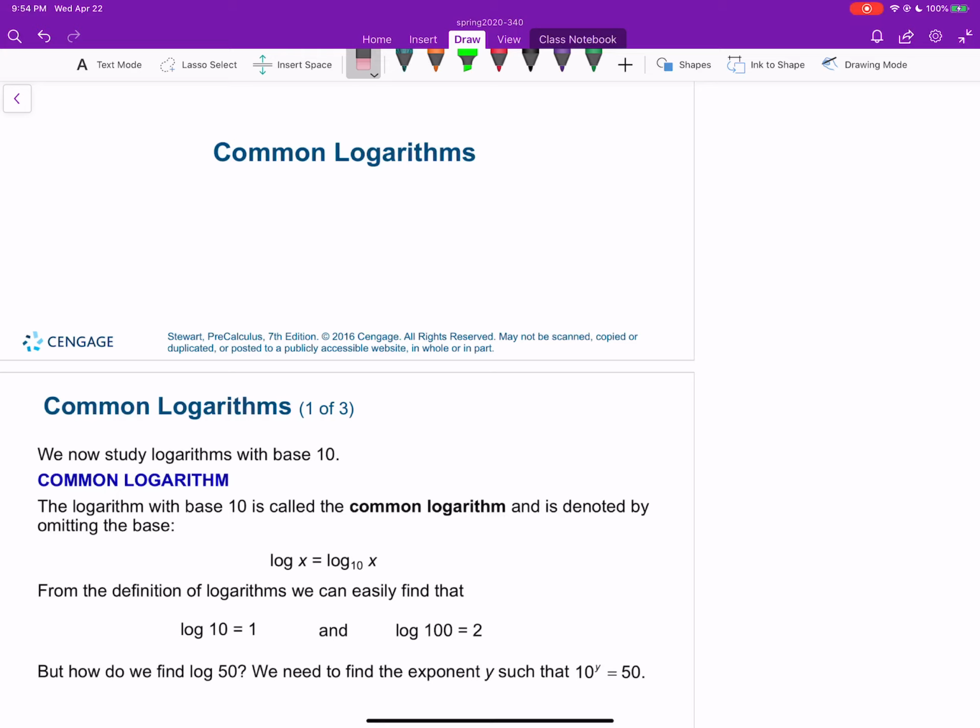Hello class. Today we're going to look at a special log called the common log. And common log just simply refers to a logarithm with base 10. All right. So we like base 10 just because it's our natural way of counting things. We like to count things in 10. So let's see how we navigate around base 10 in log.